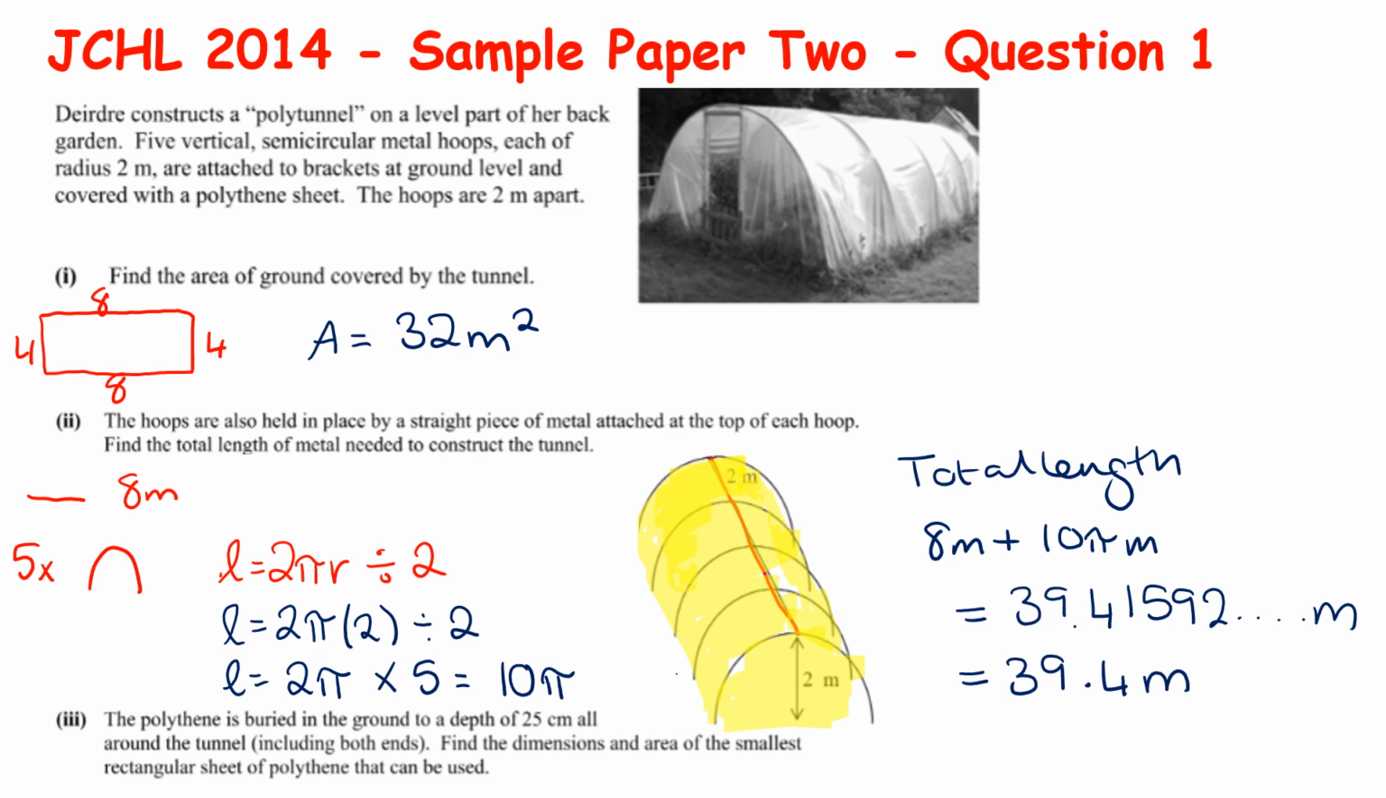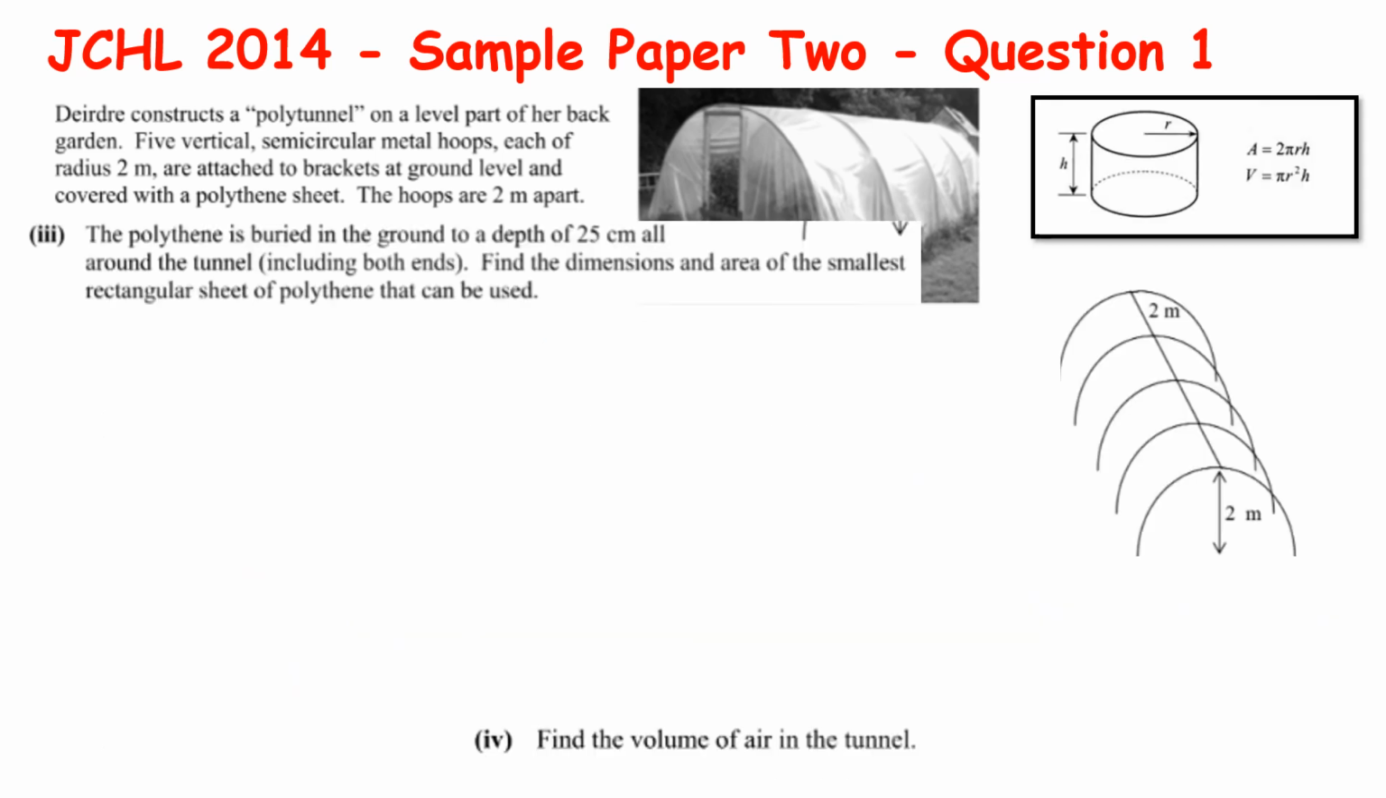Now we're talking about surface area of a cylinder, but we're also looking to bury it 25 centimeters deeper around the tunnel and at both ends. So let's try and make sense of what they're asking. So this question is quite tricky. We're being asked to find one sheet that will cover the whole thing. So let's start with the curved piece. So we're talking about covering this section here.